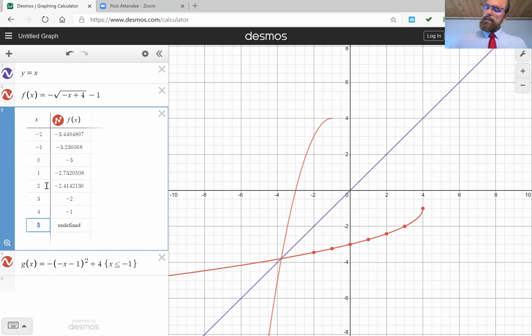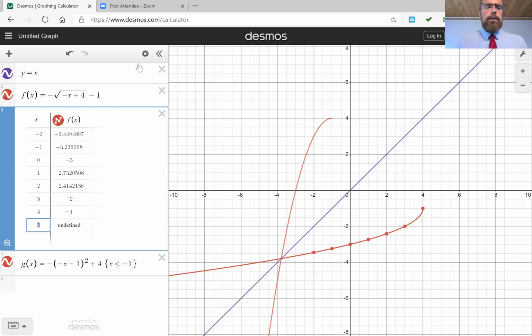And those values are, so at -2, the square root's -3.45. At -1, it's -3.24. 0 is the value -3. 1 is the value -2.73. 2 is at -2.41. 3 is at -2. And then the vertex, 4, is at -1. 5 is undefined. We include that value just to say that that is undefined.